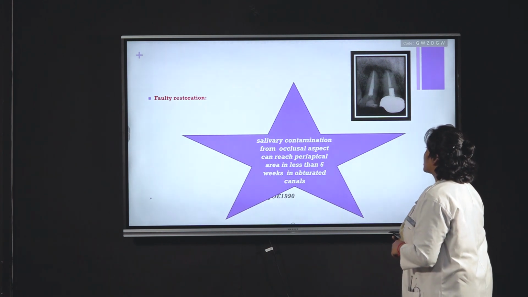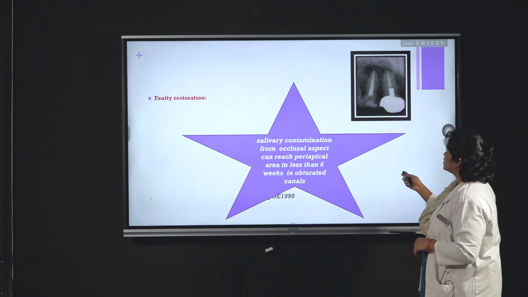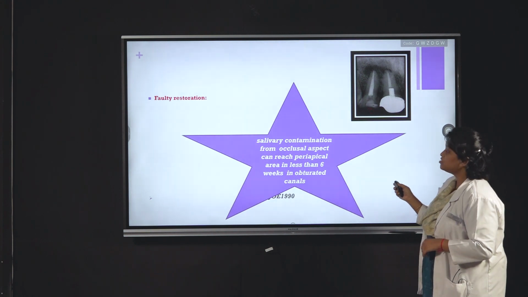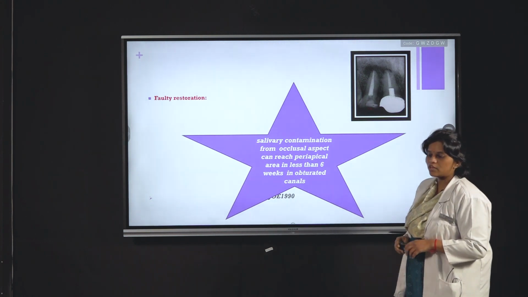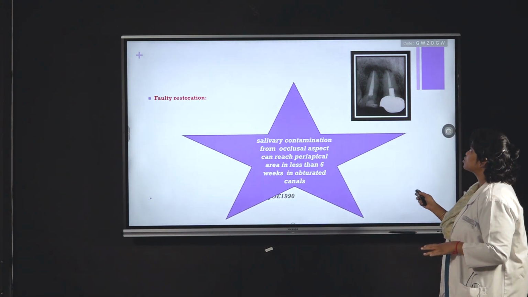And one of the reasons is again faulty restoration. Here in the image we can see an endodontically treated tooth, and you can see the post-endo restoration here, which is not properly filled, right? And we can see the margins. So when the coronal restoration is not properly sealed, what happens? This will make a passage of entry for the bacteria.